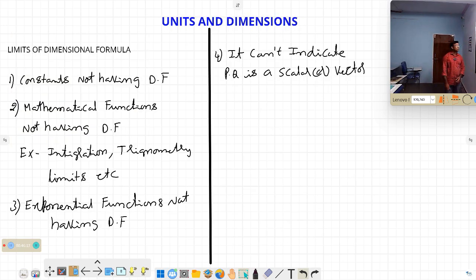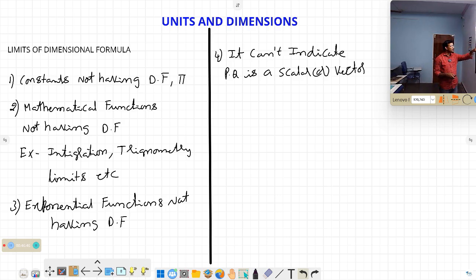Now we will discuss the limits of the dimension formula. When you are applying the dimension formula, there are limits, because in all cases we cannot apply it. First, some constants do not have a dimension formula, for example the value of pi. Pi is nothing but 22 by 7, 3.14. It does not have a dimension formula. Most constants do not have dimension formulas because they are numbers. But some constants do have dimension formulas.